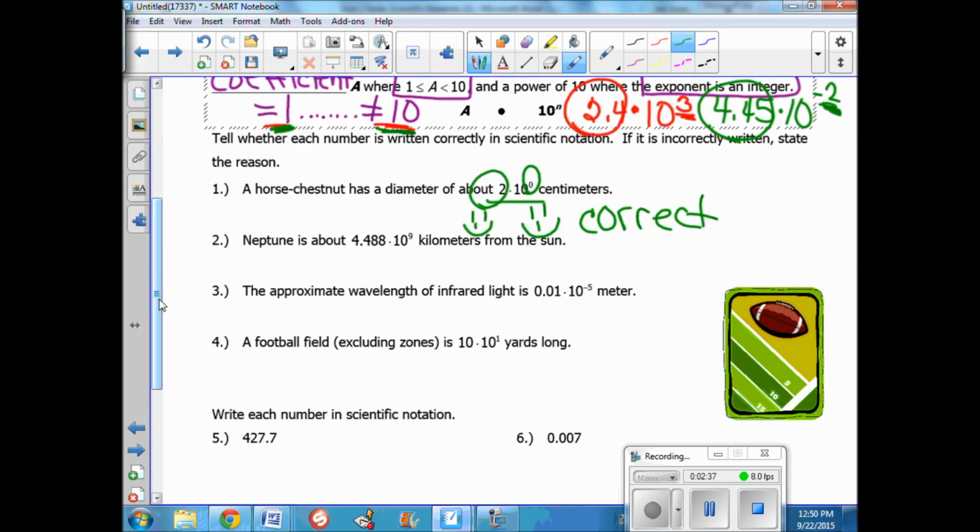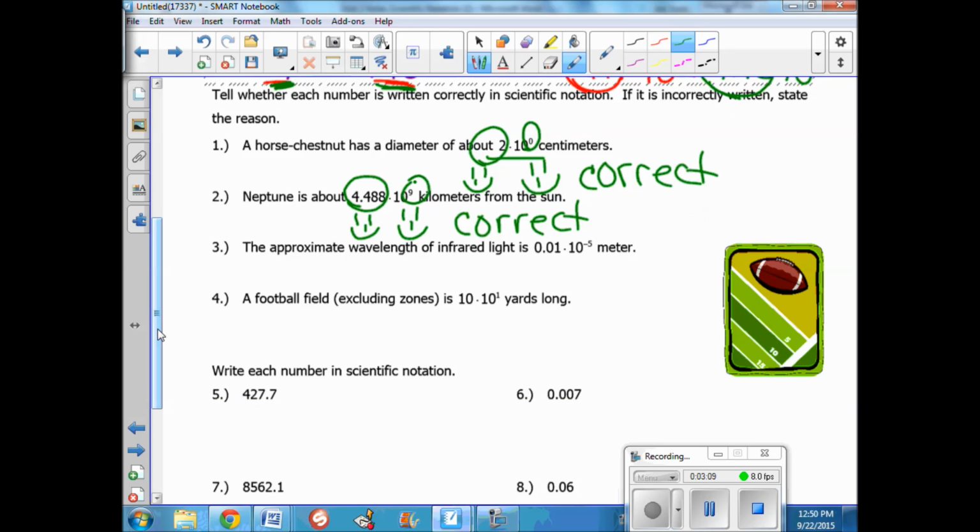Neptune is about 4.488 times 10 to the 9th kilometers from the sun. That's a really big number because that's a really big distance. So is it written correctly? 4.488. Our coefficient is between 1 and 10. So that's good. That gets a smiley face. And then is our exponent an integer? Is 9 an integer? Yes. So that one is correct.